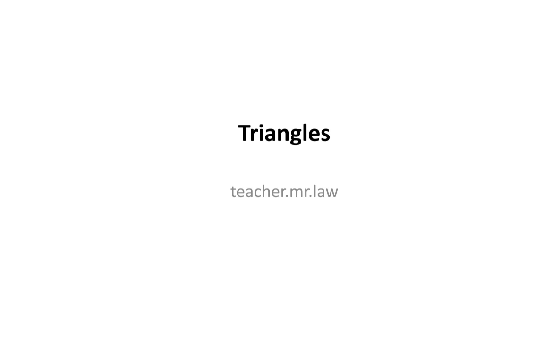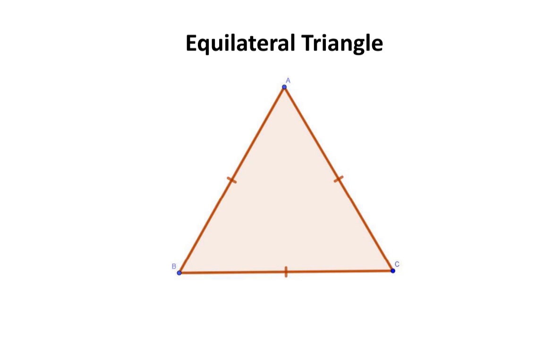In today's lesson, we'll be learning about triangles. There are three types of triangles. The first one is an equilateral triangle. An equilateral triangle has sides which are all equal.